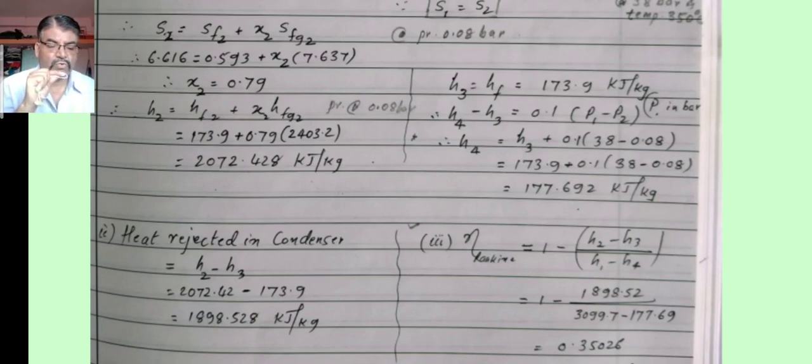For this, the formula in terms of H is 1 minus the whole bracket H2 minus H3 divided by H1 minus H4. See the formula neatly and clearly. So 1 minus, putting in the values of H1, H2, H3 and H4, I can get the efficiency. The value of efficiency is 0.35026.